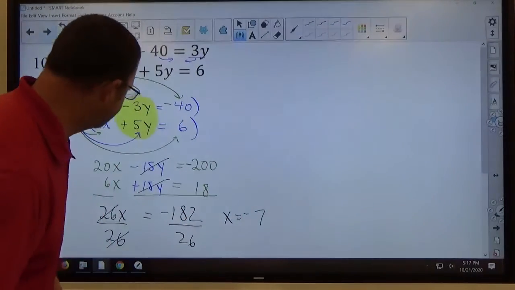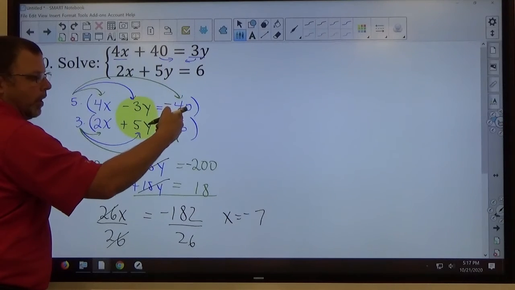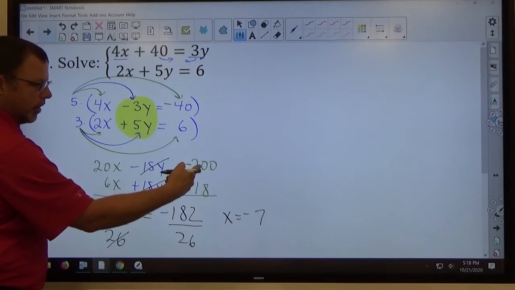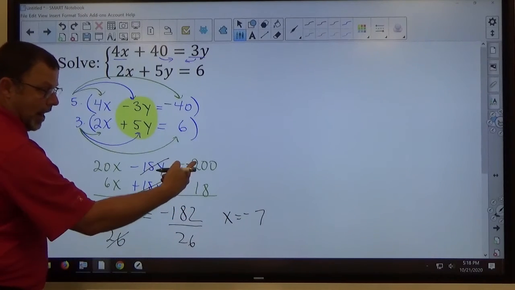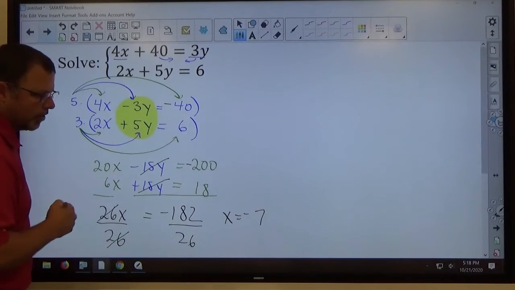Perfect. All right, so once again, 40 moved right should have been negative 40. Negative 40 times 5 makes negative 200. Negative 218, different signs subtract, you get 182, but negative because 200 is bigger. Divide both sides by 26, we get x equals negative 7.